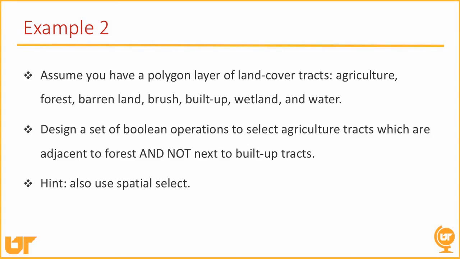Example 2. The data used for example 2 is similar to those in example 1, but the task is a bit different. Your task is to design a set of Boolean operations to select agricultural tracts which are adjacent to forests and not next to the built-up tracts. And again, in this example, you should go with the spatial select.